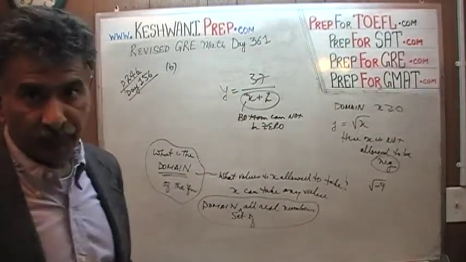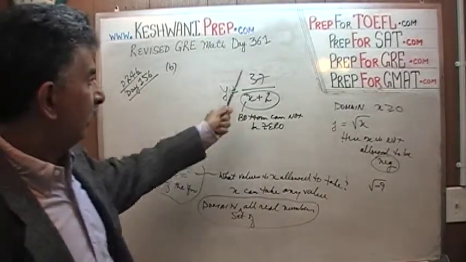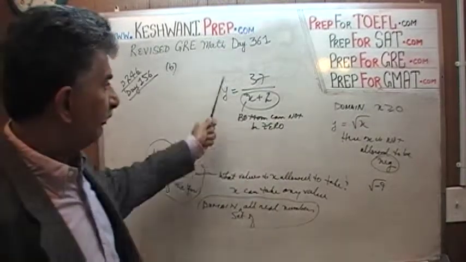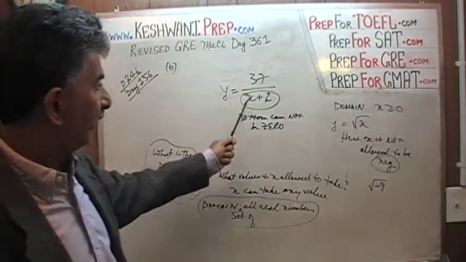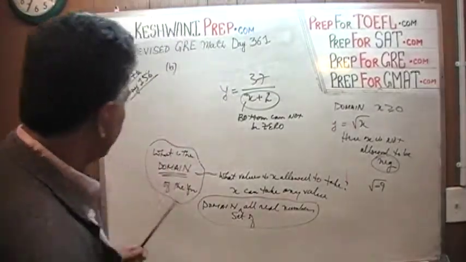When is the bottom going to be 0 here? The bottom is going to be 0 when x is equal to negative 2. So the domain of this function is all real numbers except when x is equal to negative 2. X cannot be negative 2. Let's do the next part, part B.